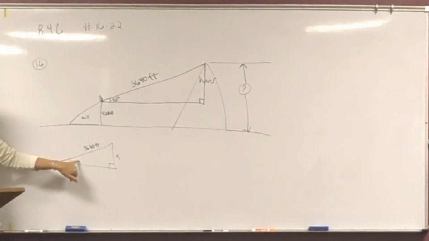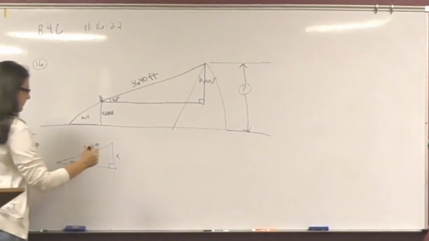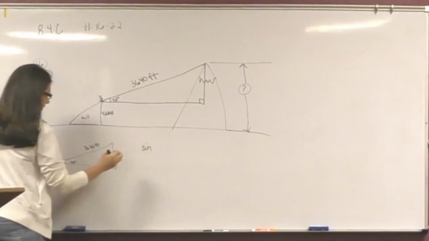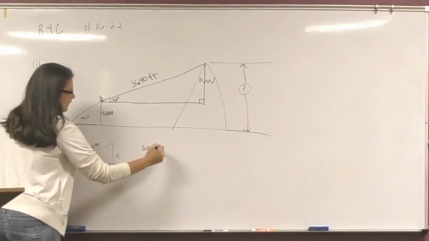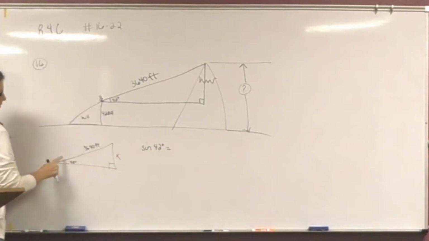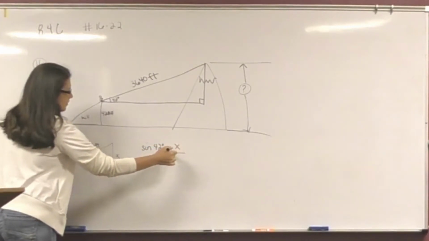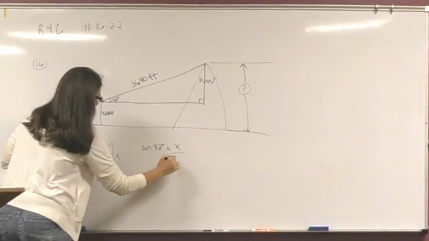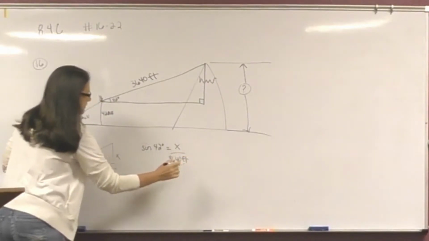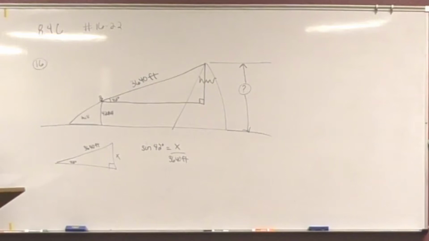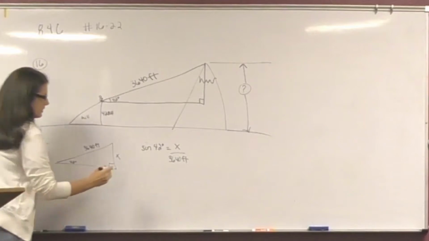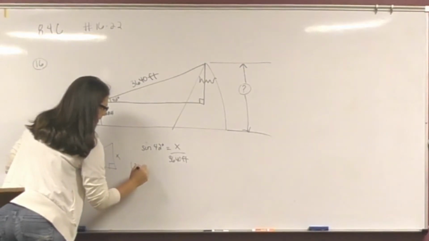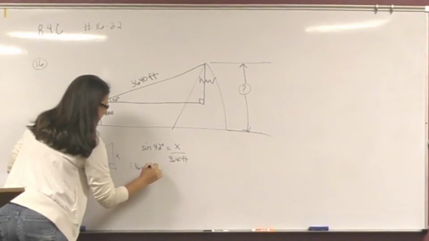In relation to this angle, the parts of this right triangle that I have are opposite and hypotenuse, so that tells me that we're going to use sine. So the sine of a 42-degree angle equals opposite, which is x, over hypotenuse, which is 3,640 feet. To find x, if x is being divided by 3,640, we're just going to do the opposite. We're going to multiply both sides by 3,640 feet.